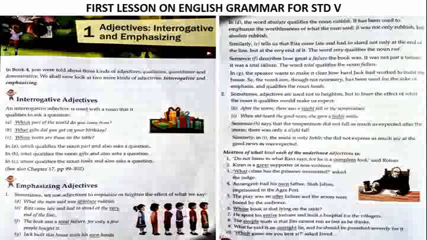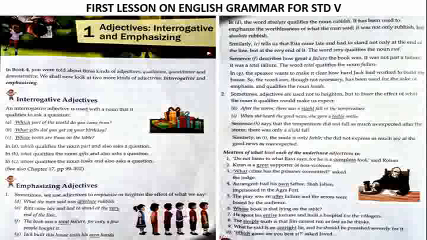Okay. Mention of what kind each of the underlined adjective is. Number 1. Do not listen to what Ravi says, for he is a complete fool, said Rohan. Complete, the word complete is underlined here. This is an emphasizing adjective because it is qualifying the noun fool. Kiran is a great supporter of non-violence. Here, the underlined word great is an emphasizing adjective and it is qualifying the noun supporter.